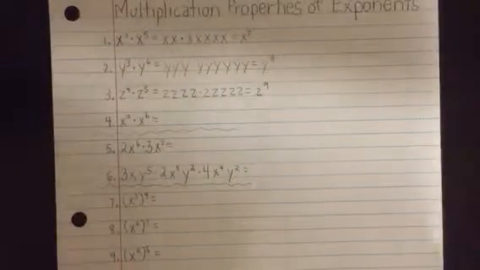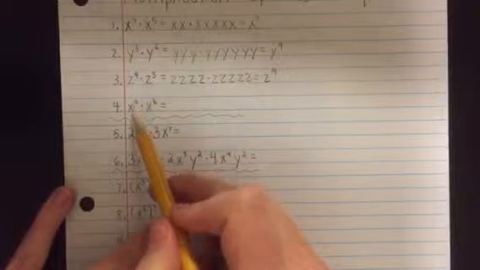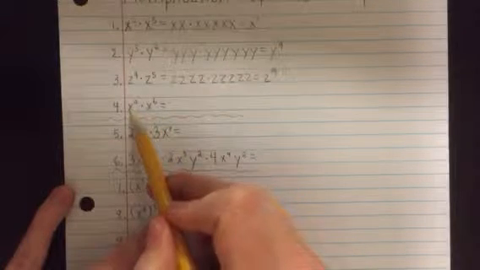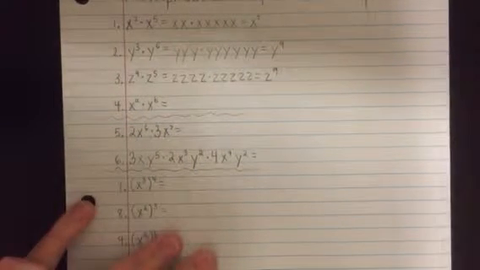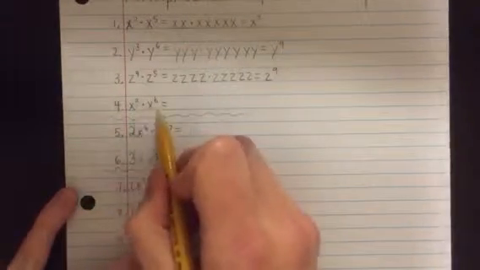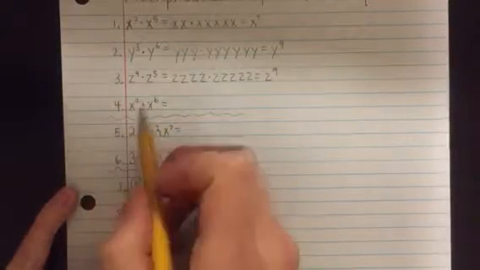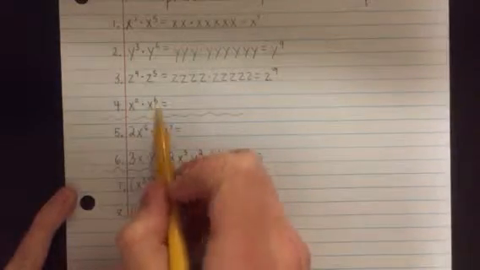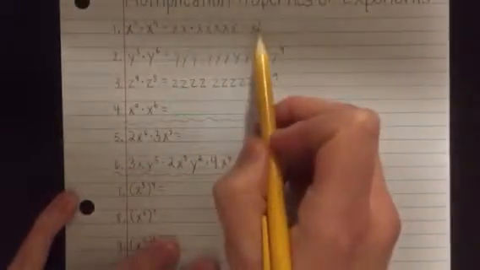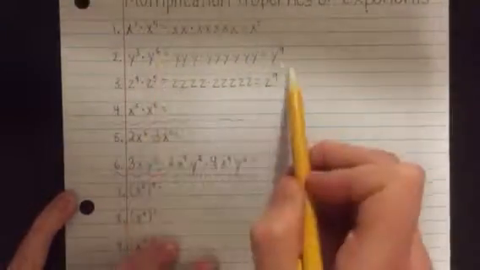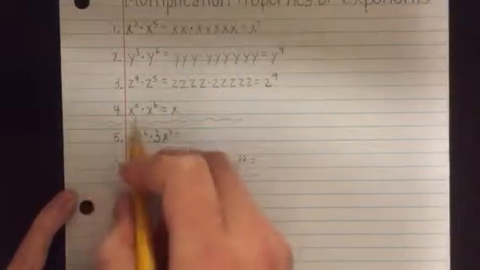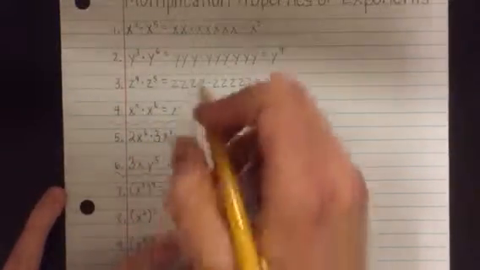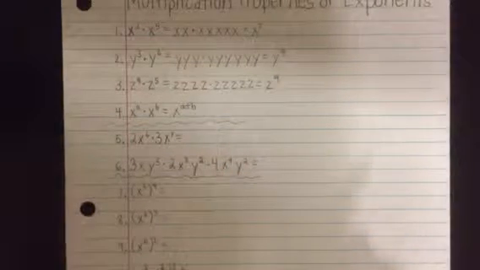Hopefully by now you have recognized the pattern that whenever you multiply two like bases, that just means these two bottom, either numbers or variables, are the same, you add the exponents. Hopefully you notice that: 2 plus 5 equals 7, 3 plus 6 equals 9, 4 plus 5 equals 9. So this is our rule: if you multiply two like bases, you add the exponents. So that'd be like a plus b.